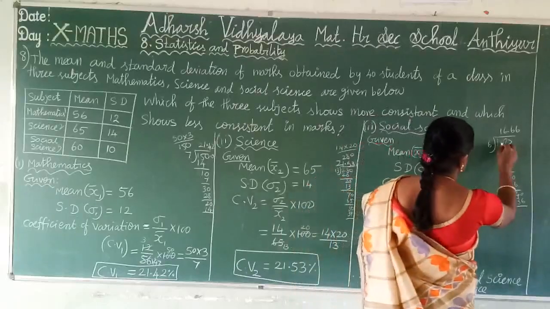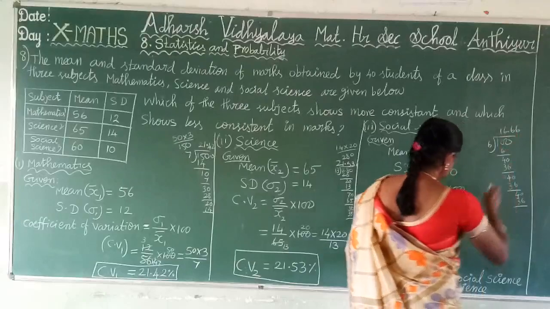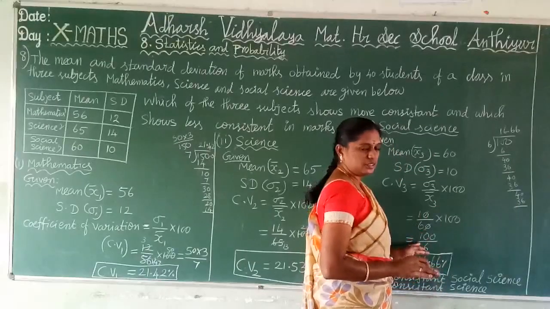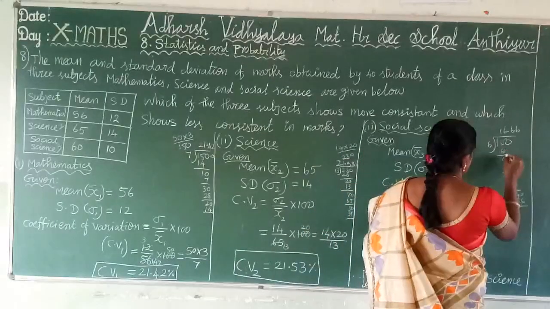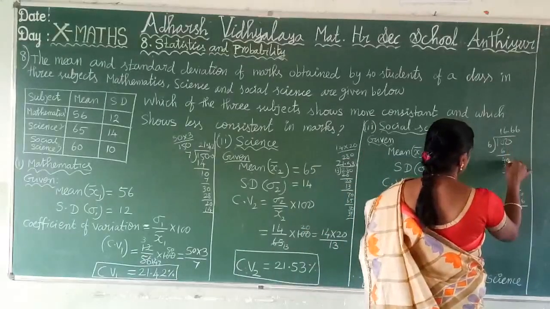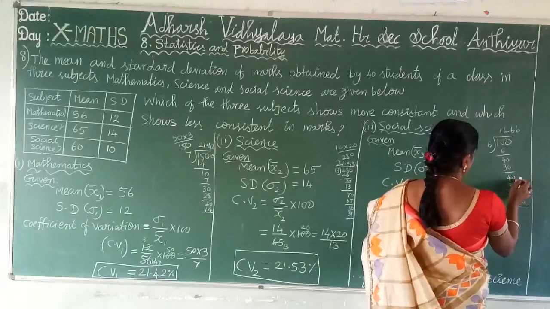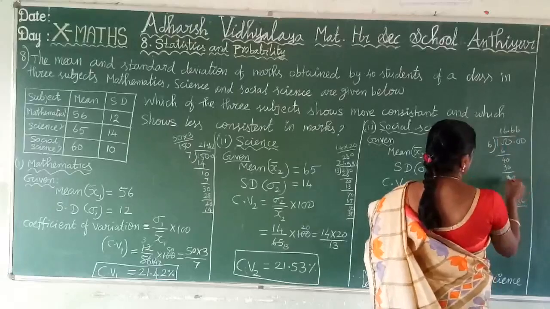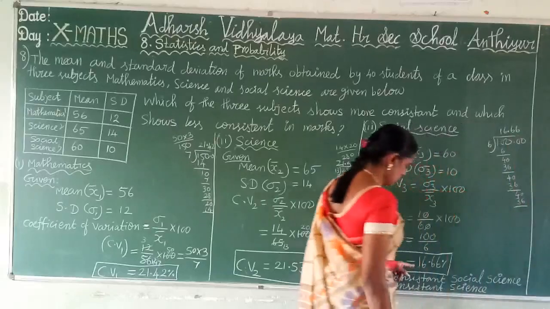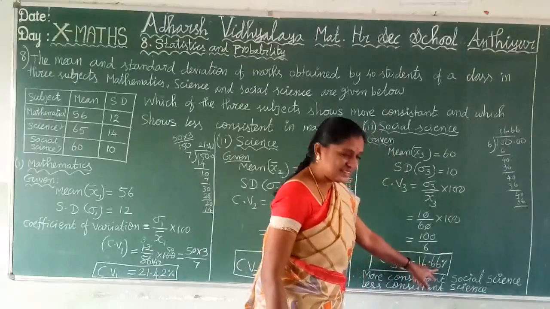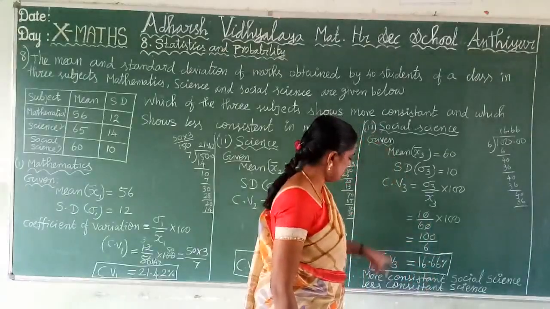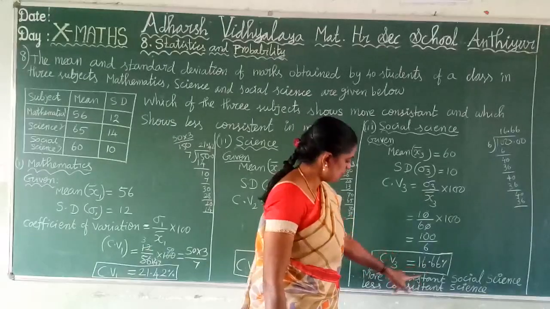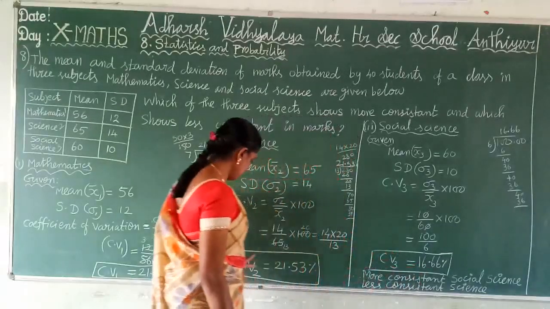You divide 100 by 6. Otherwise, again one time you simplify with the 2 table and then divide. So 16, remainder 4, 40. Then 6 6s are 36, remainder 4, 40. So put the point here. 6 6s are 36, remainder 4. So it's going on. So at last we get 16.66. The social science coefficient of variance is equal to 16.66. Clear?